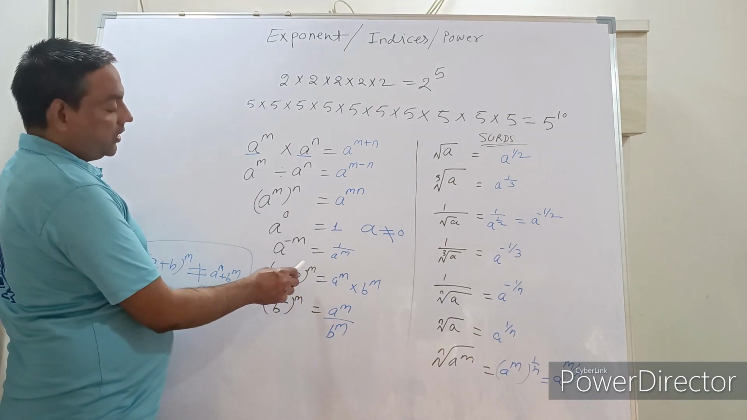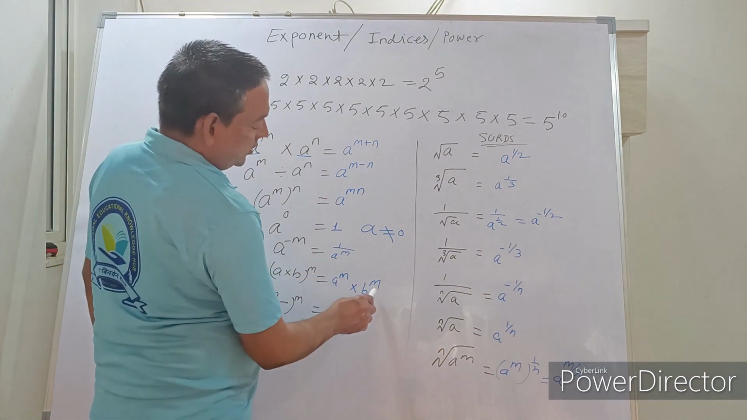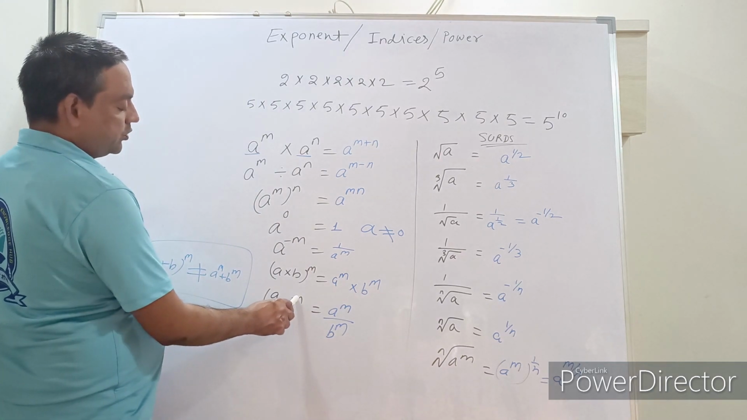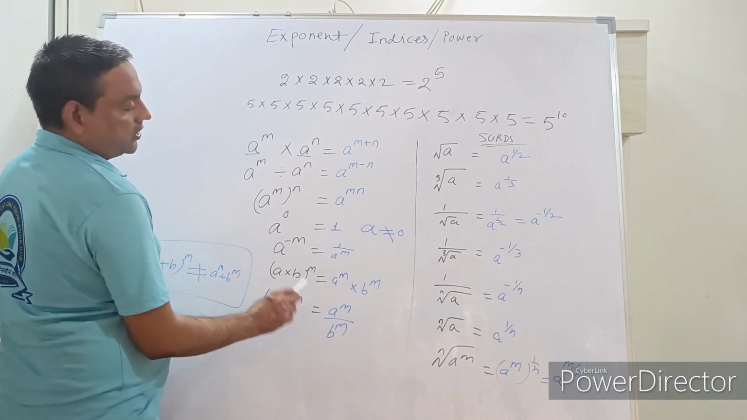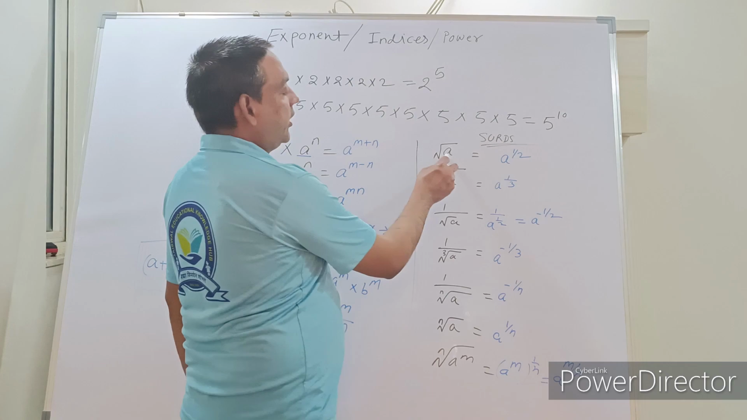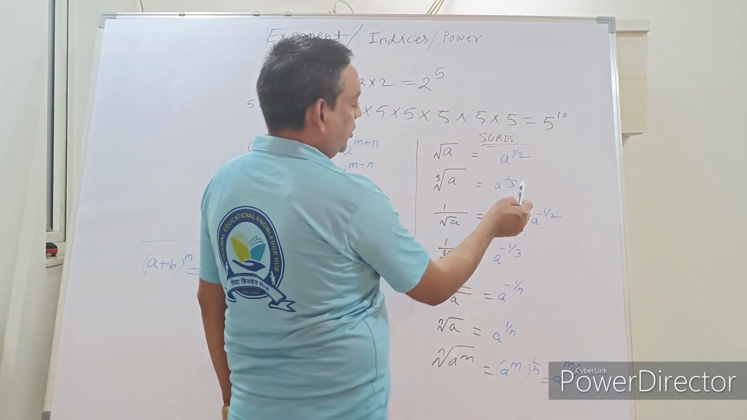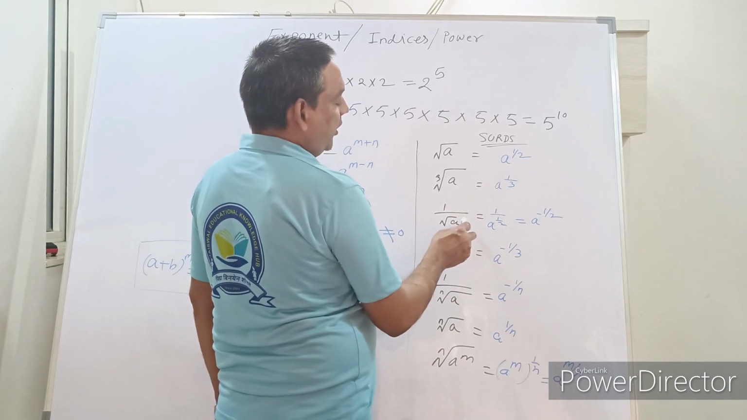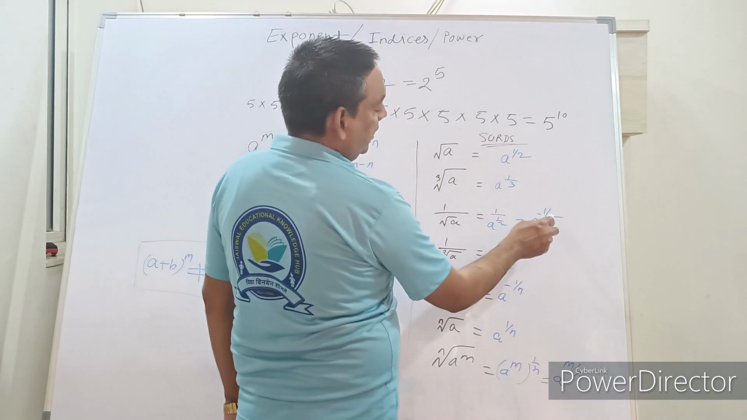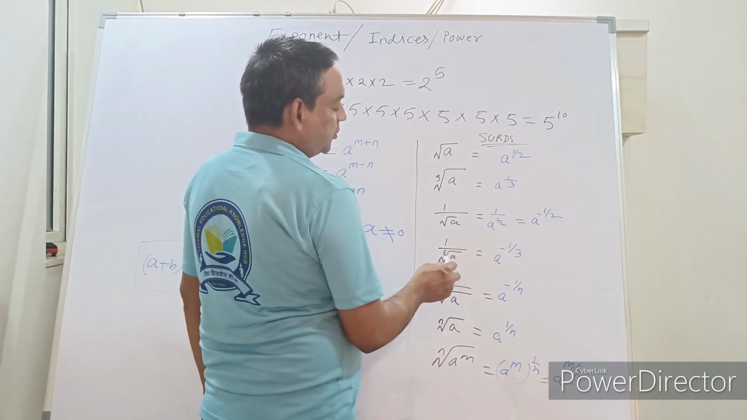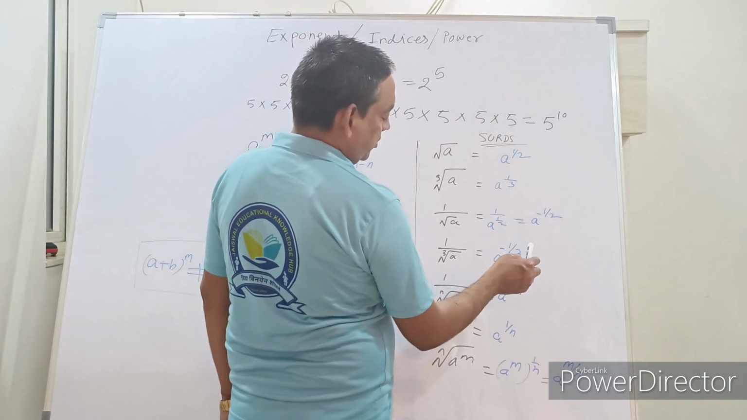Then a into b raised to m is equal to a raised to m into b raised to m. Then a upon b raised to m is equal to a raised to m upon b raised to m. And then square root of a is equal to a raised to half. Cube root of a is equal to a raised to 1 upon 3. 1 upon square root of a is equal to a raised to minus half. 1 upon cube root of a is equal to a raised to minus 1 upon 3.